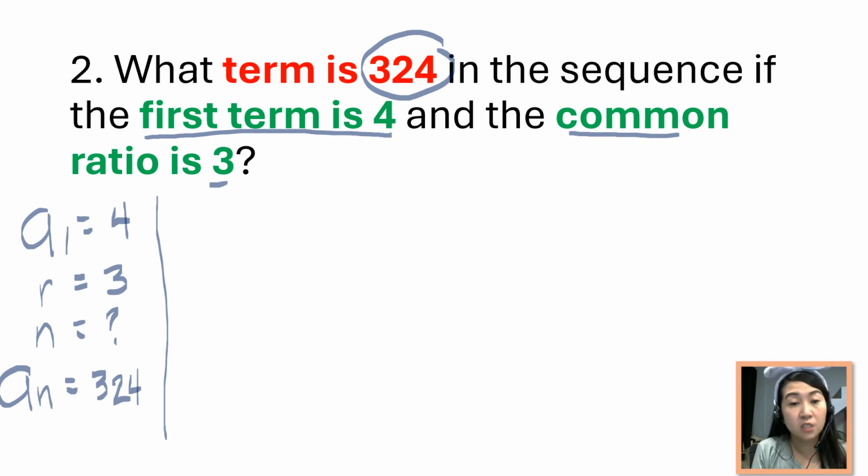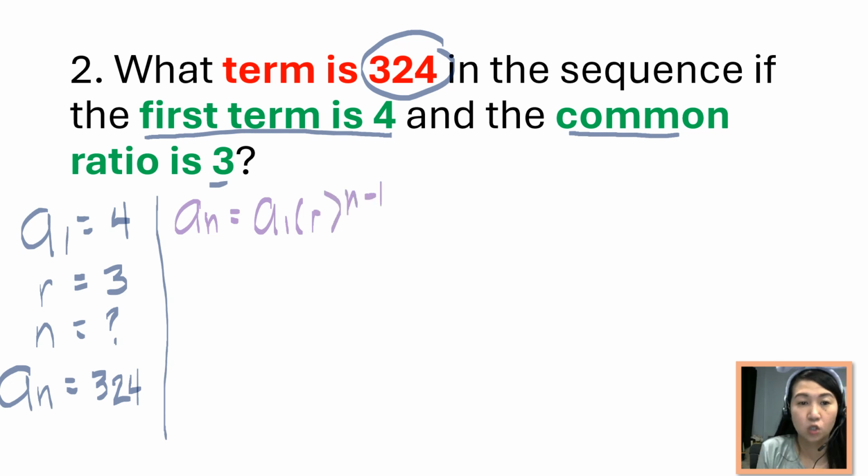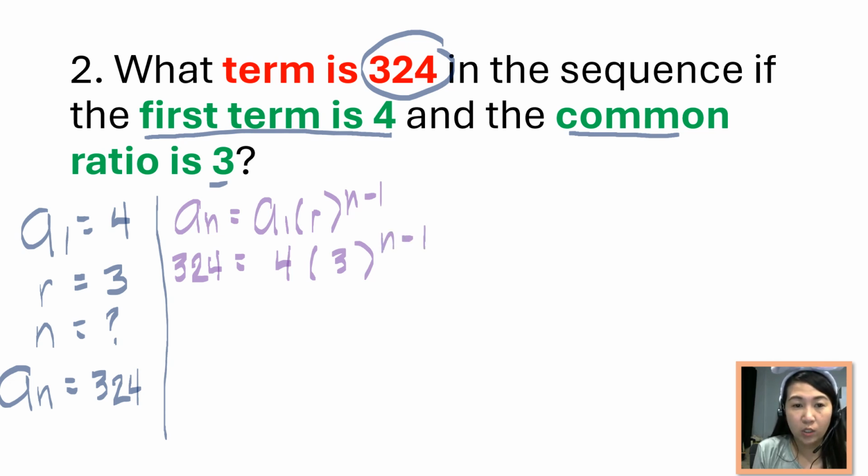Step number 2, substitute your given to the geometric formula, a sub n equals a sub 1 times r raised to n minus 1. This is our formula. So a sub n is 324. Our a sub 1 is 4. Our common ratio is 3. And the exponent is n minus 1. So what do we do here? We can cancel out 4 first. So divide both sides by 4.